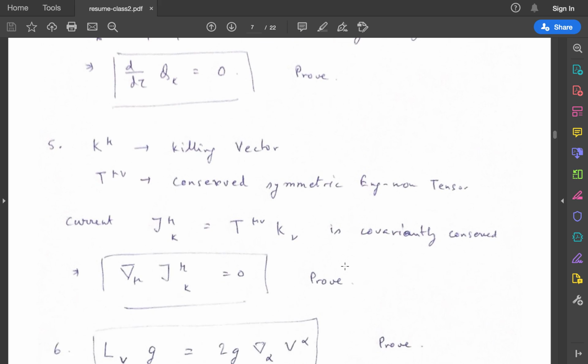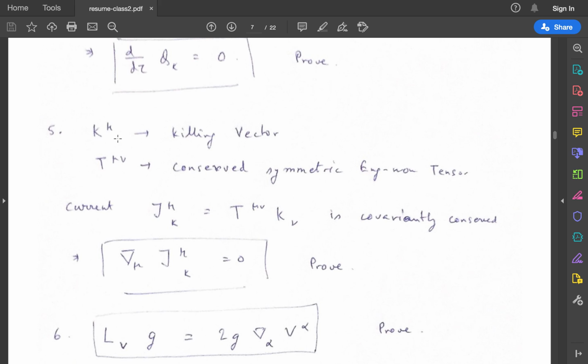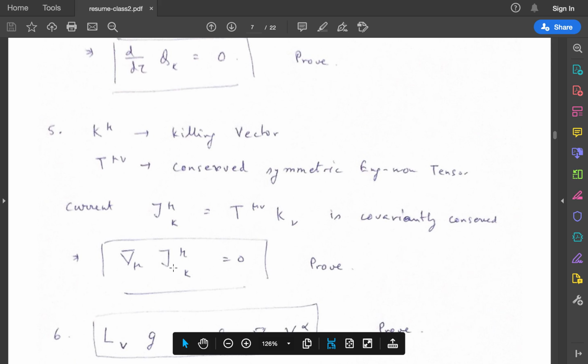The fifth point that you should remember is, let us assume that k^μ is a Killing vector and T^μν is a conserved symmetric energy-momentum tensor. This can be any tensor, only it has to be conserved and symmetric. Let us take this to be, for our case, the energy-momentum tensor, and we construct a current J^μ. K only denotes that this has this Killing vector, and if I define it as T^μν K_ν, then this quantity J^μ is covariantly conserved. You also have to prove this.